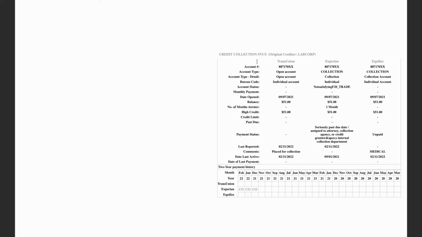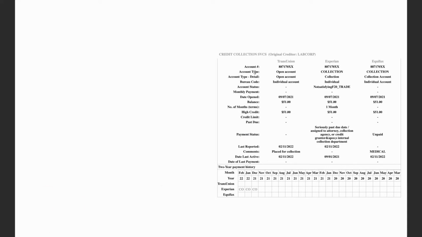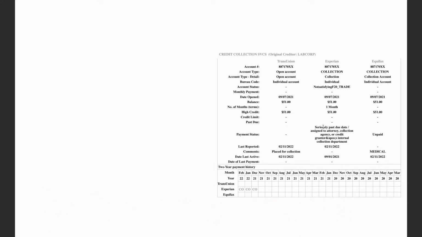One thing also about collection accounts, they're not supposed to have a past due amount, and their payment status is never supposed to show as late. That's one thing about collection. So please make a mark of that. Right here, the payment status is seriously past due date, assigned to attorney, collection agency, credit grantor, internal collection department. And this one says unpaid.